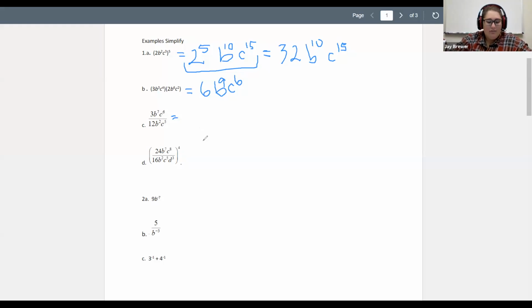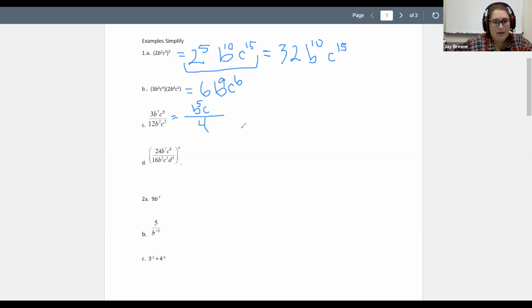Okay, so number C. Letter C. 1C. What's going on with it? I would start by simplifying the 3/12 to make that 1/4. Mm-hmm. And then you have b 7 minus 2, which would be b to the 5th, and then c 6 minus 5, which would be just c. So it'd be b to the 5th times c over 4. Very good.